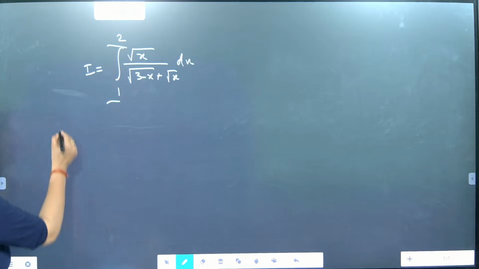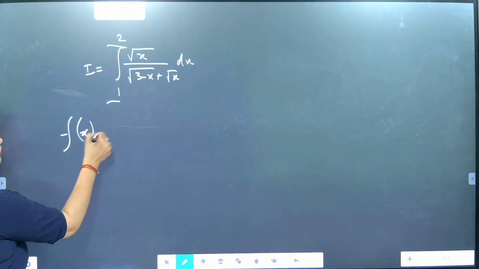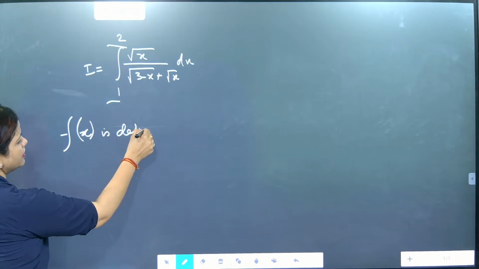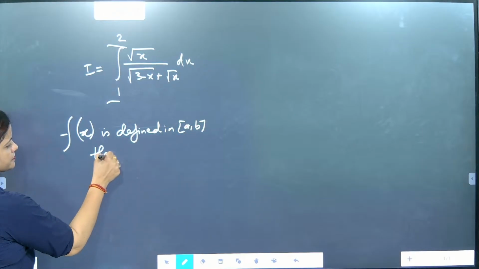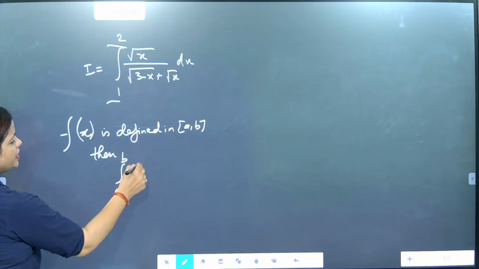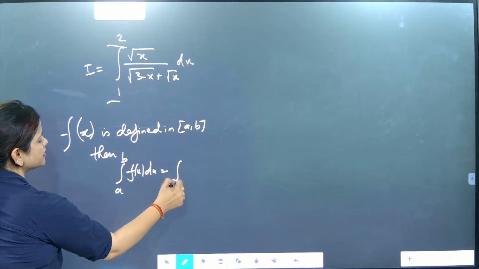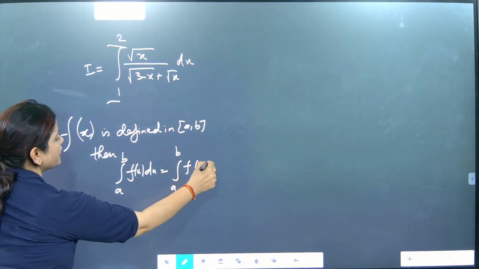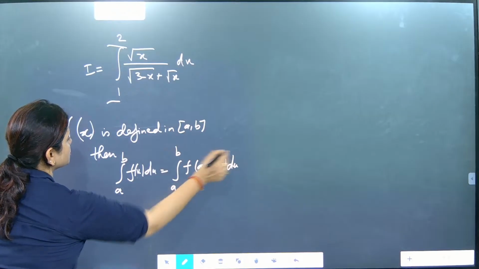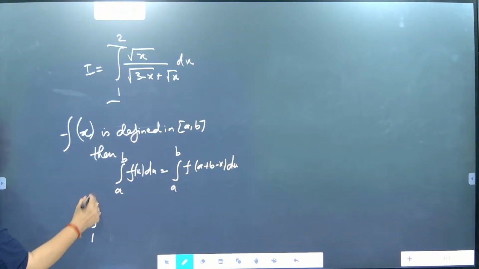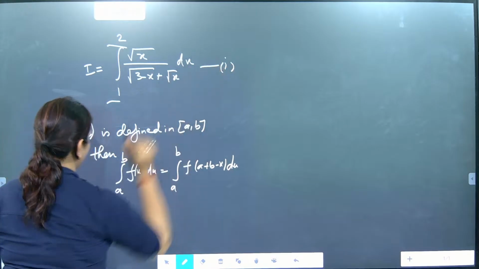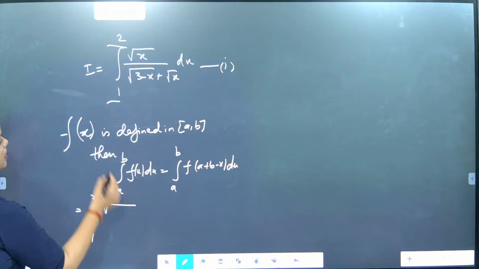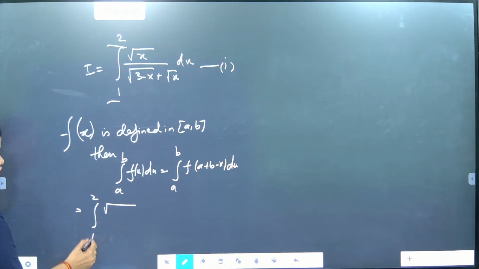What is our property? F of x is defined in closed interval AB, then integral a to b f of x dx is equal to integral a to b f of a plus b minus x dx. Okay. So here what we are going to do, 1 to 2 directly. See, this is integration. We will write it as equation 1. So 1 to 2 we will write here a plus b, so here 2 plus 1, 1 plus 2 minus x.